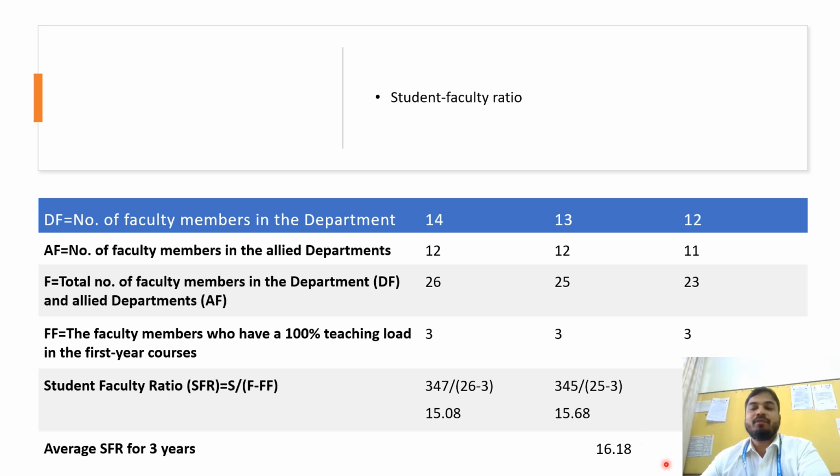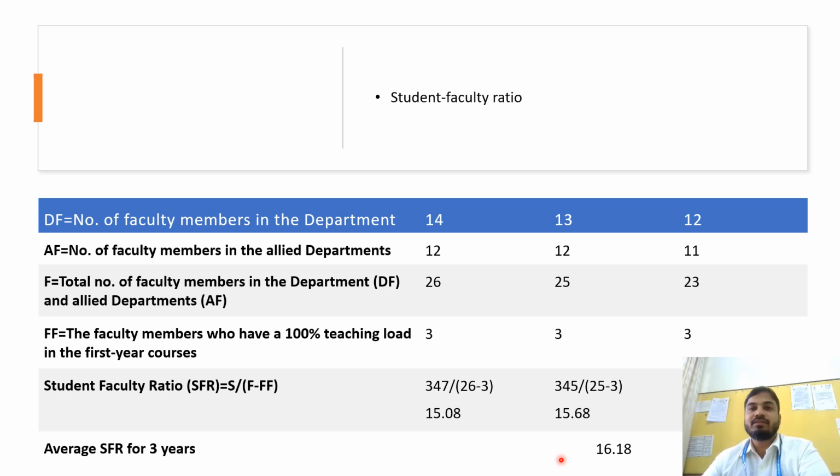Similarly for CAY M2, we have another number here. So the average SFR for 3 years will be the summation of the SFR of CAY, CAY M1 and CAY M2 divided by 3, and we are going to get 16.18. The marks for this range from 10 to 30 for SFR, between 1 is to 15 and 1 is to 25. For 1 is to 15, it is 30 marks, and for 1 is to 25, it is 10 marks. Greater than 1 is to 25, it fetches 0 marks.